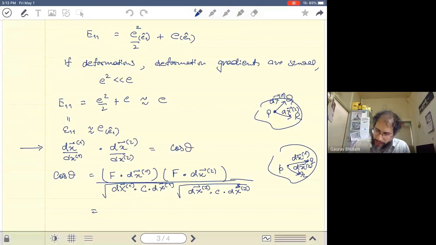Okay, now we can write this as d small x1 dot c dot d small x2. Sorry, I made a mistake here. This should have been d capital X. Apologies for that. So it's a d capital X here. And in the denominator, we have the same terms again.